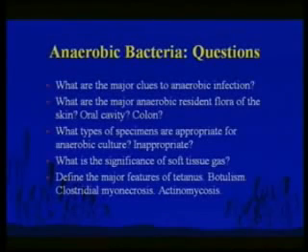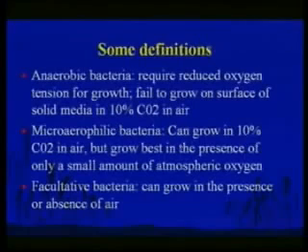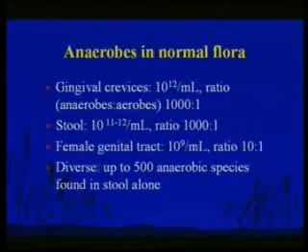We pass now to anaerobic infections, and you've had a separate lecture on anaerobes, correct? So this will be by way of review. We look at anaerobes: strict anaerobes require reduced oxygen tension. Microaerophilic organisms can grow in 10% carbon dioxide in the air, but grow best in the presence of a small amount of oxygen. Facultative anaerobes grow in the presence or absence of air.